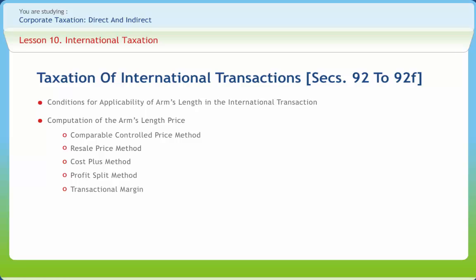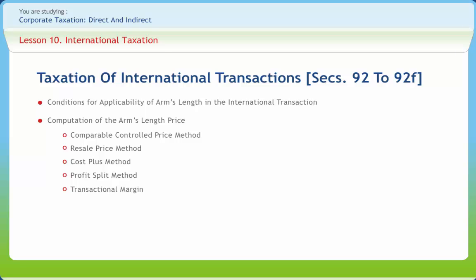Under resale price method, the price at which property purchased or services obtained by the enterprise from an associated enterprise is resold or is provided to an unrelated enterprise is identified.